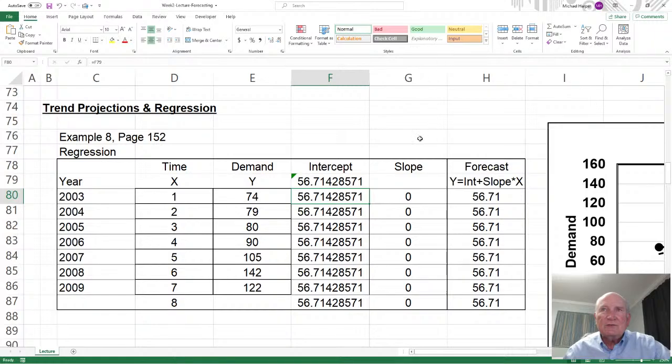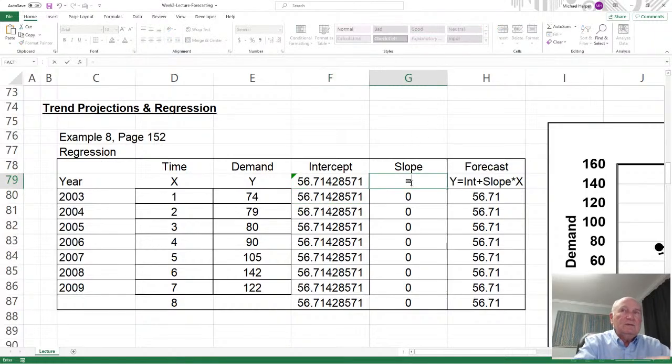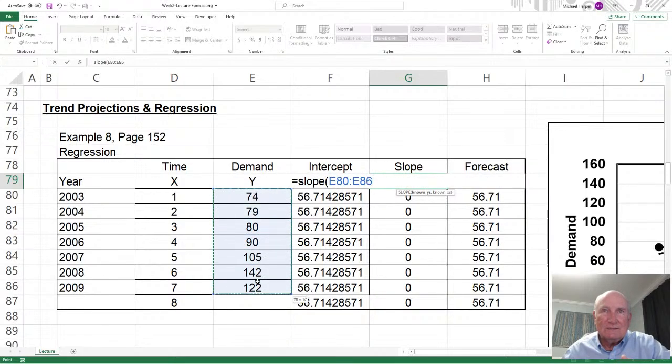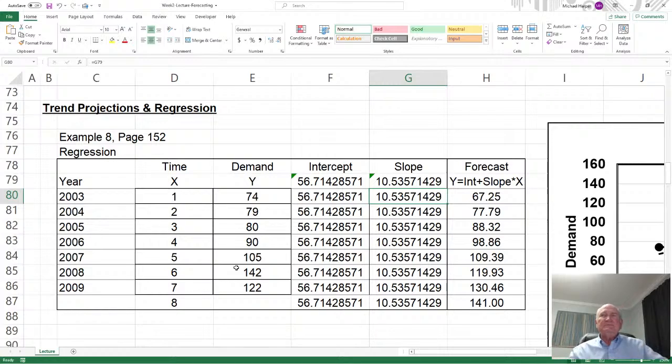Let me do the same thing with the slope. Well, the function, conveniently enough, is slope. I'm calling them exactly what the function is. So the y is the same y as these, comma, the x is the same x as these, and there they are, in parentheses, return, and there's my slope.